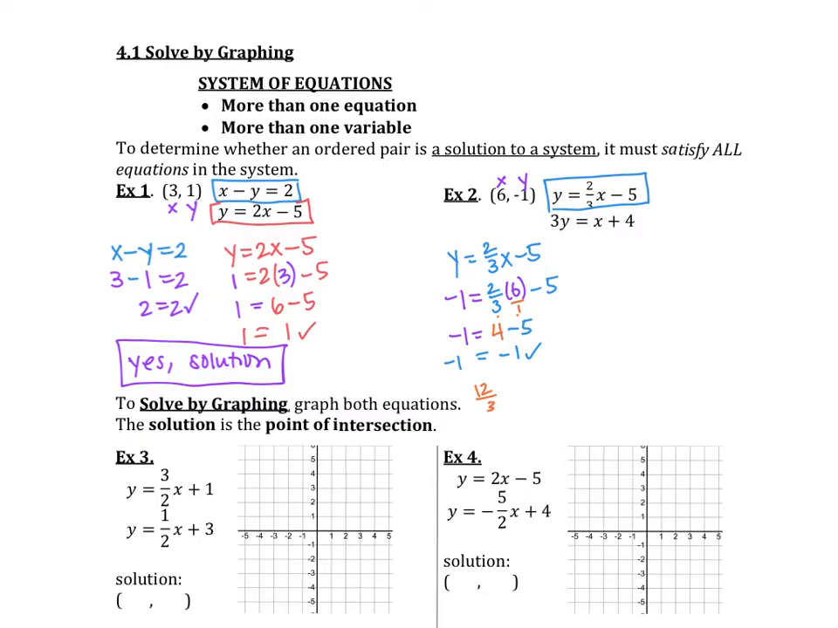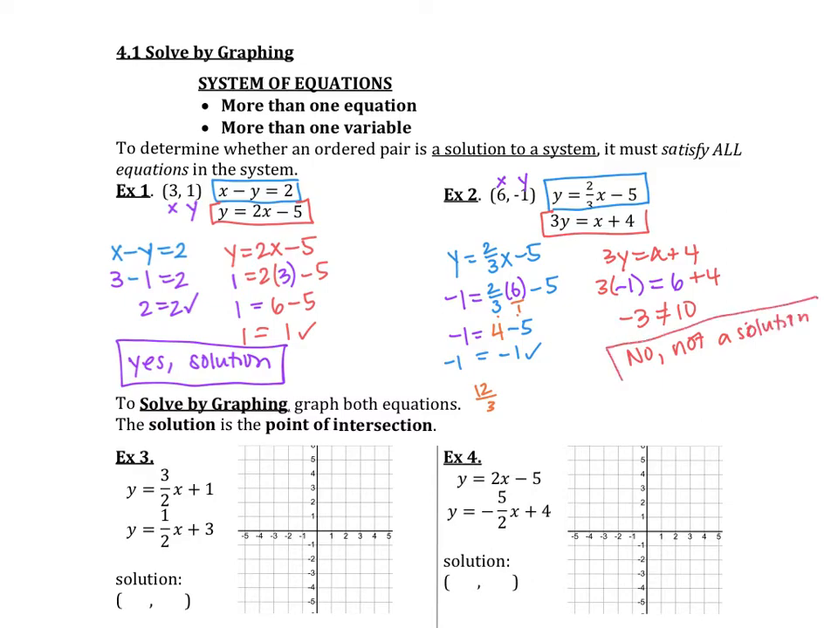Does it work in the second equation? y is negative 1. What is x? x is 6. 3 times negative 1 is negative 3 equals 10. That does not work. So no, this is not a solution because it doesn't work in both equations. It's a solution to only one of them. If I had checked the second equation first and I could tell it was going to fail, I wouldn't have had to check the first one because I already knew it was going to be a fail.